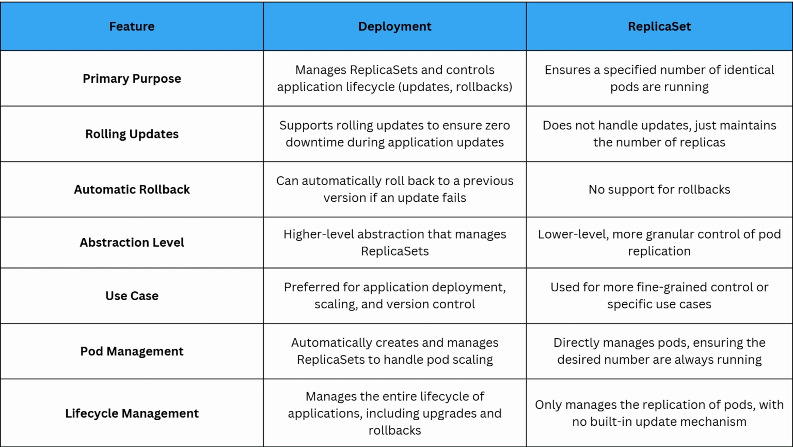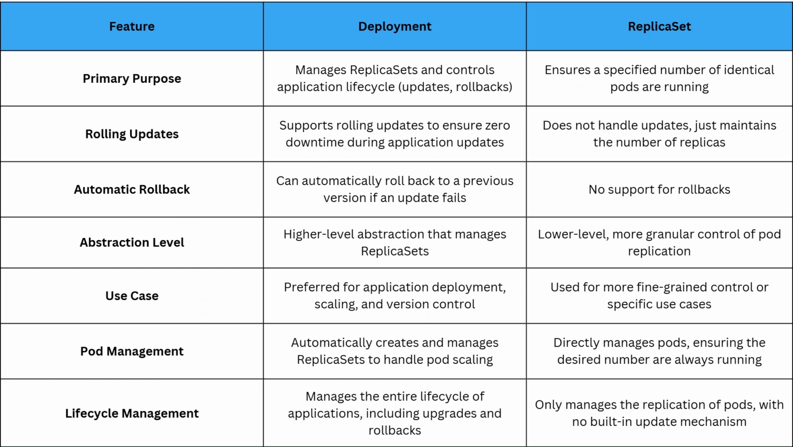Primary purpose: a deployment manages replica sets and controls application lifecycle, updates, and rollbacks. A replica set only ensures the specific number of identical pods are running. Rolling updates: deployments support rolling updates to ensure zero downtime during application updates. A replica set does not handle updates, it just maintains the number of replicas. Automatic rollback: a deployment can automatically roll back to a previous version if it fails. Replica set has no support for that. Abstraction layer: a deployment is a high-level abstraction that manages the replica set, and a replica set is lower level, with more granular control of the pod and replica.